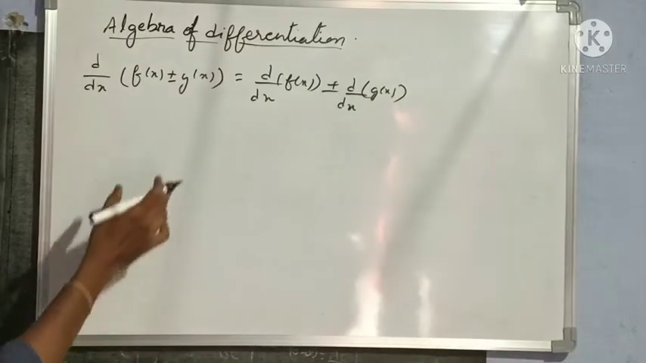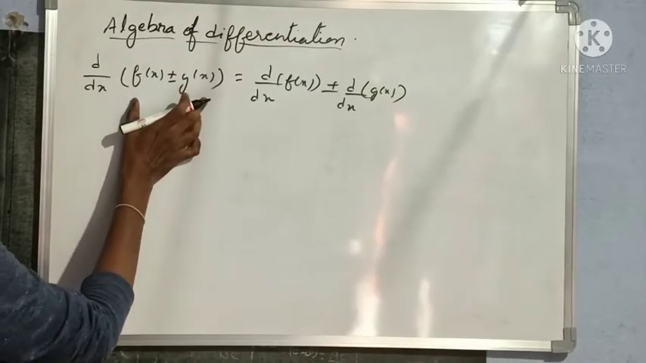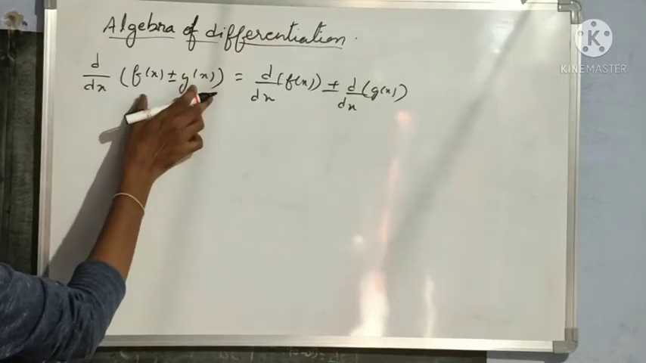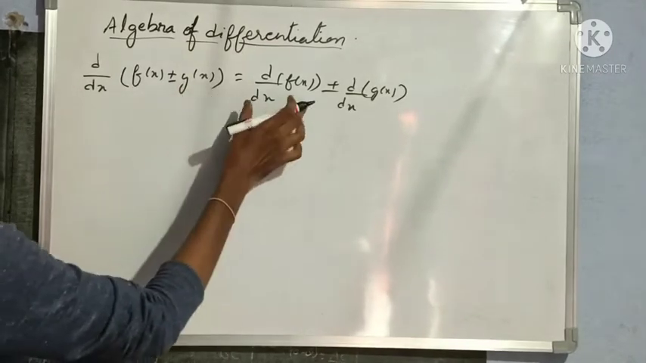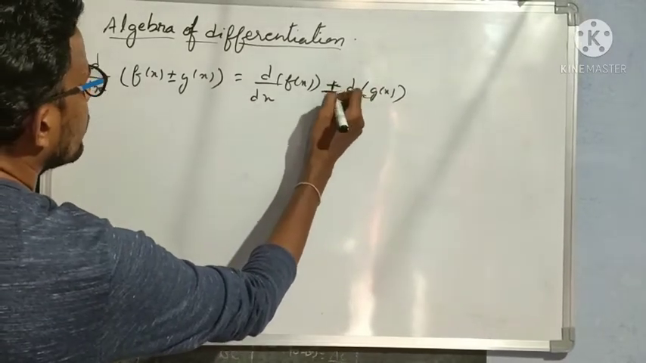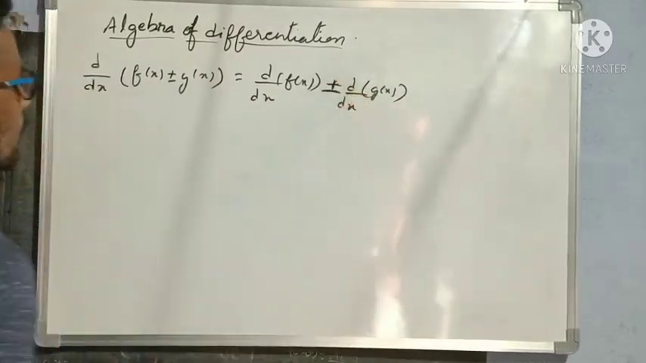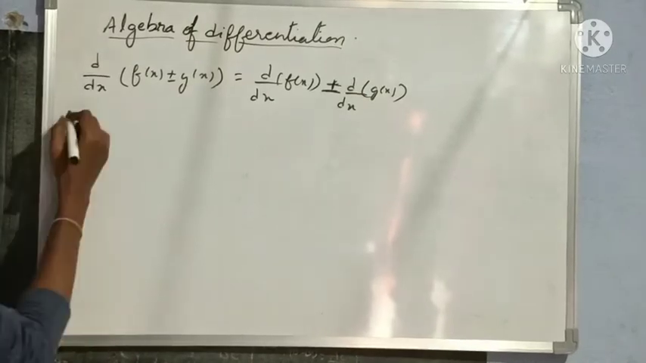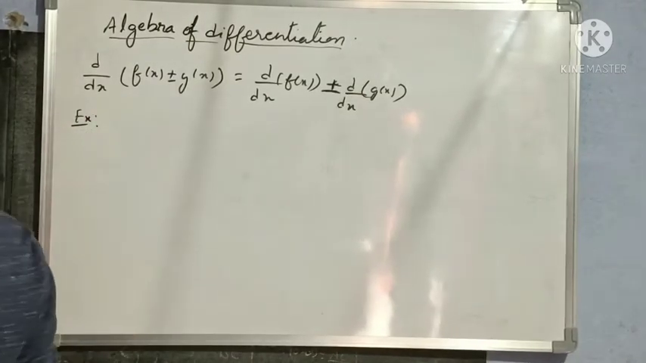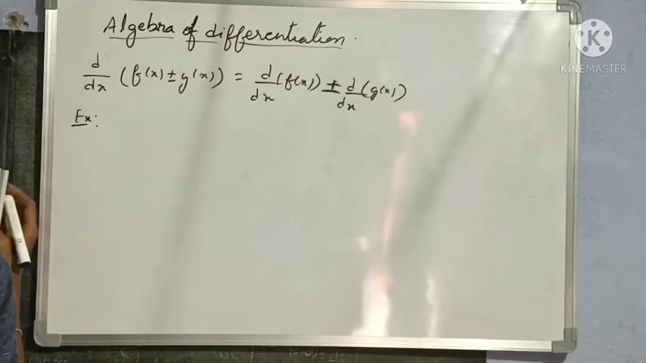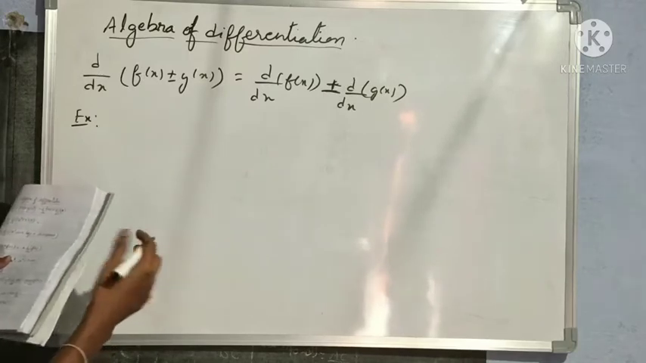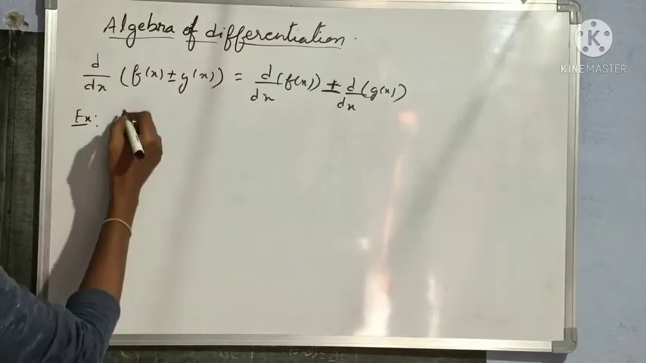It means when we are finding the differentiation of addition or subtraction of two functions, then we have to find the differentiation of the separate functions with the addition or subtraction, whatever is given in the question. Understood? So let us understand this with an example.